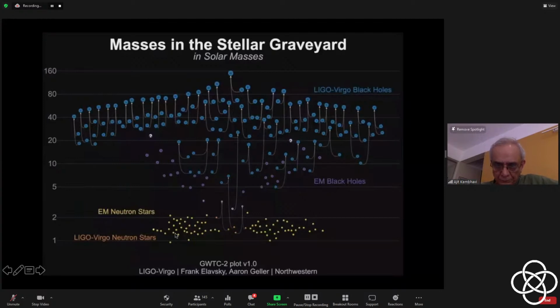And so you see that I explained to you how these low mass black holes, with mass below about 20 solar masses, are formed in the evolution of stars. But these other black holes also are formed in the evolution of stars.